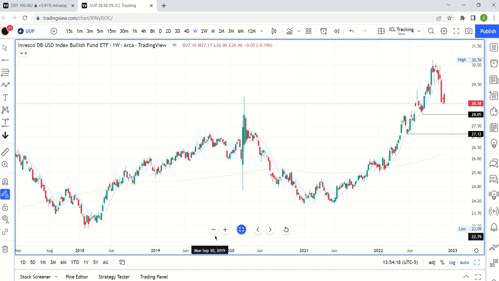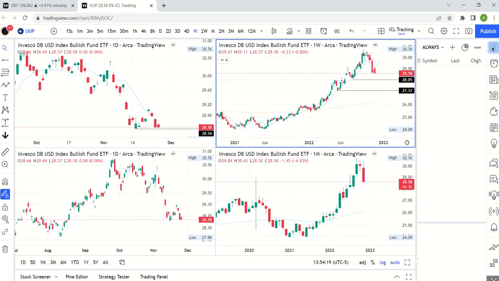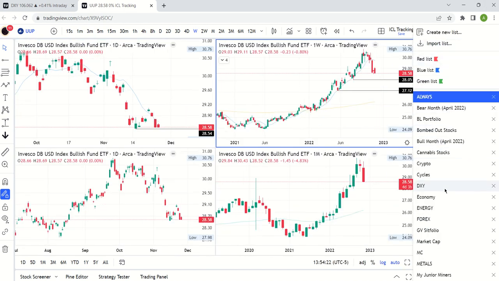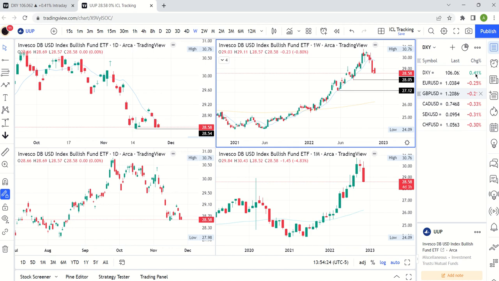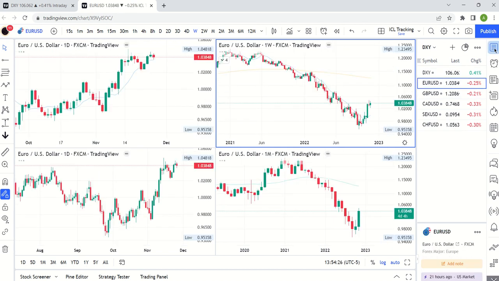So now let's switch over to those currency pairs I talked about, because those are going to have a very material impact on the performance of the Dixie. We'll look at the euro first.